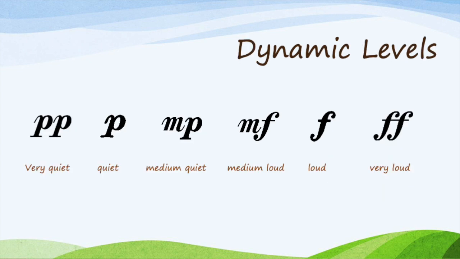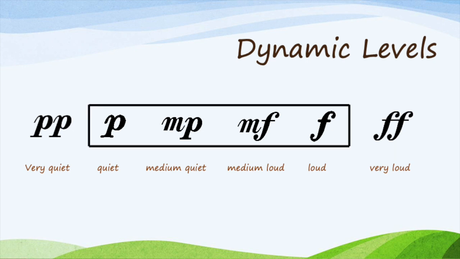So these are the dynamics we've learned so far and how they progress according to volume levels. The quietest level we've learned so far is pianissimo, and the loudest level is fortissimo. Everything else is somewhere in between.